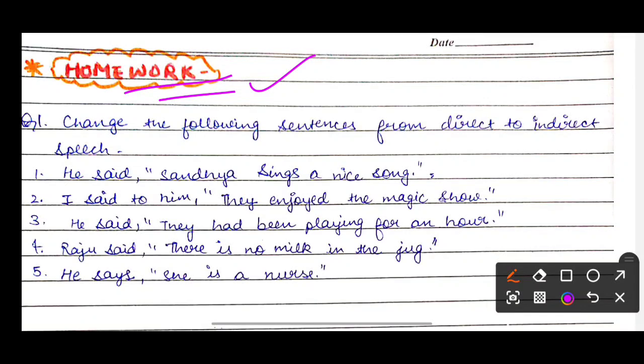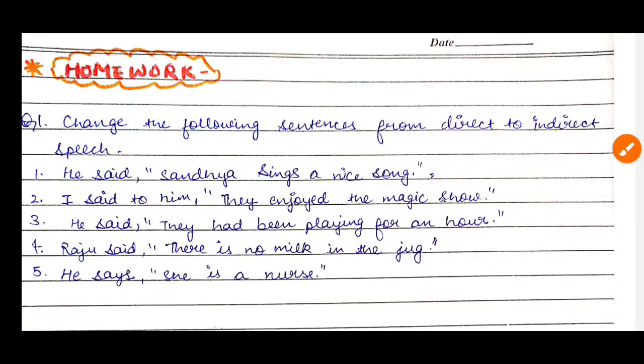So the homework question is, change the following sentences from direct to indirect speech. First, he said, Sandhya sings a nice song. Second, I said to him, they enjoyed the magic show. Third, he said, they had been playing for an hour. Fourth, Raju said, there is no milk in the jug. Fifth, he says, she's a nurse. And here our lesson plan ends.